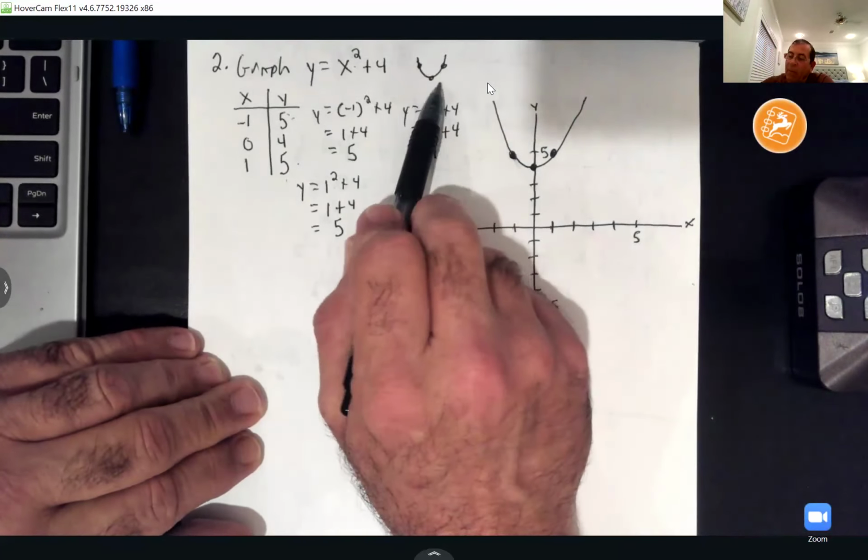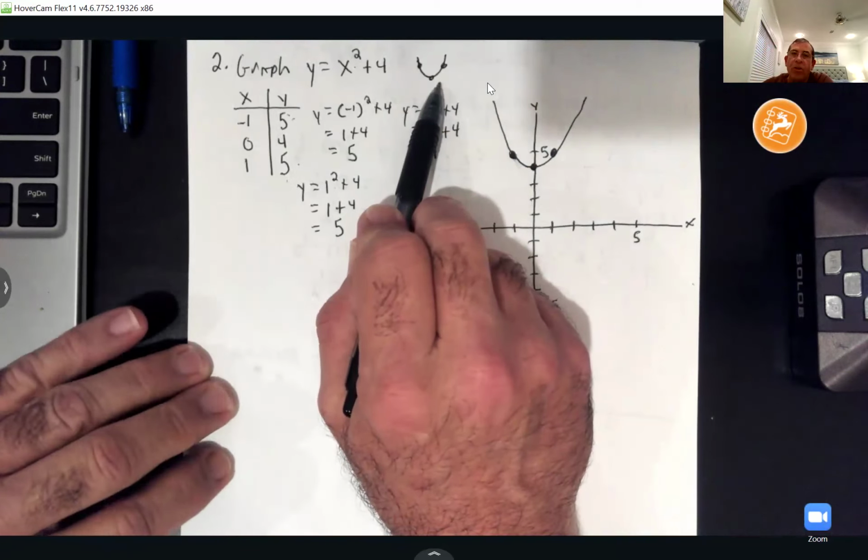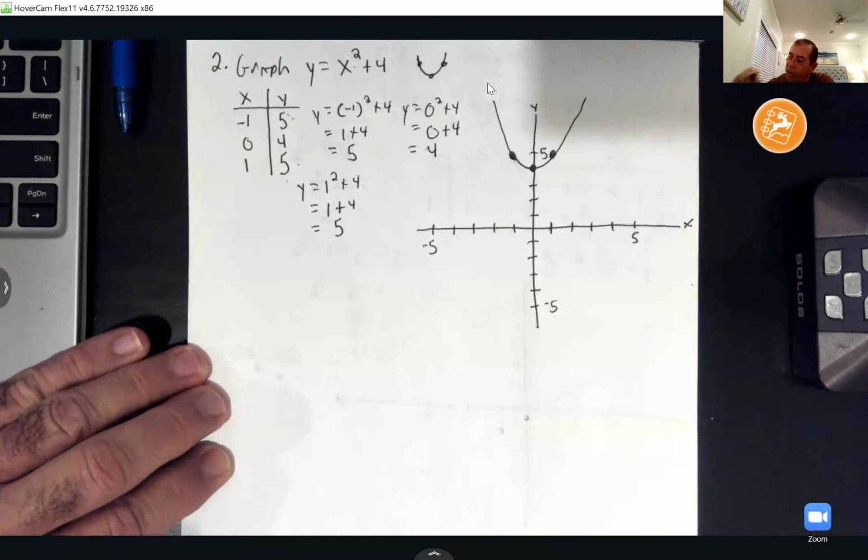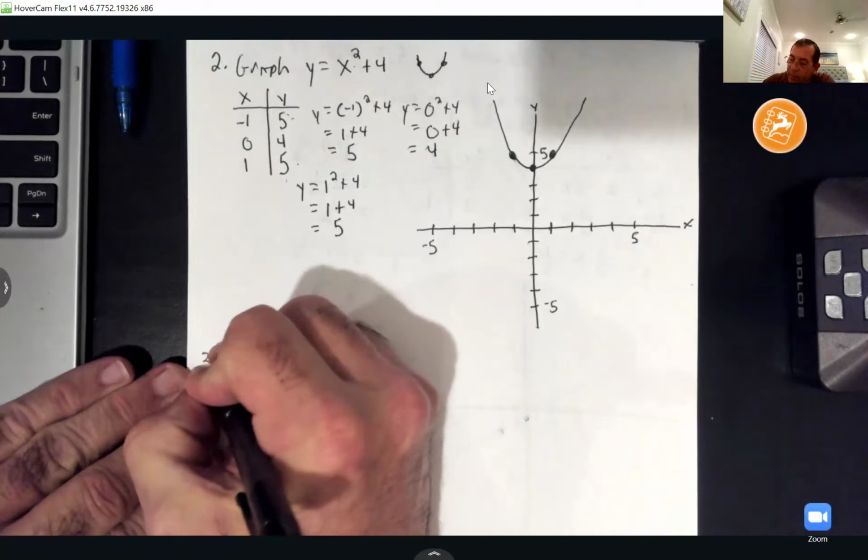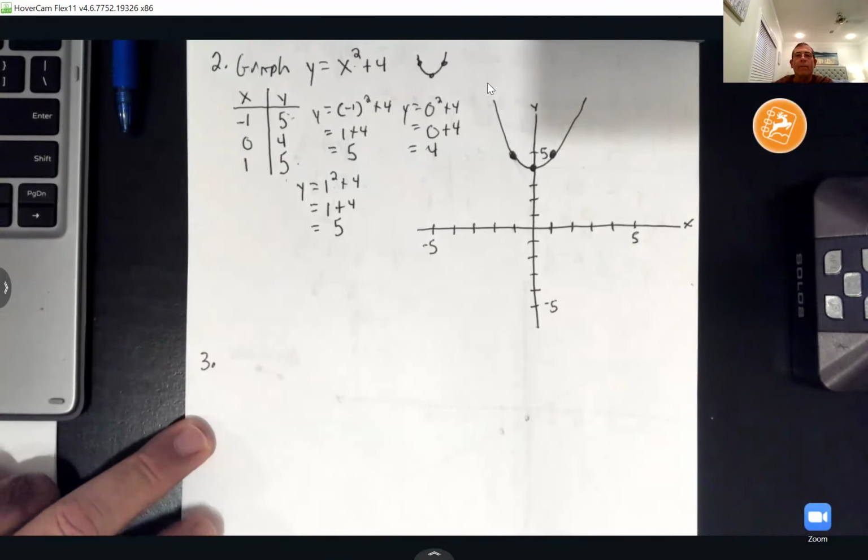So, 3-point quadratic tool on number 2 for sure. All right, questions on those 2 yet?